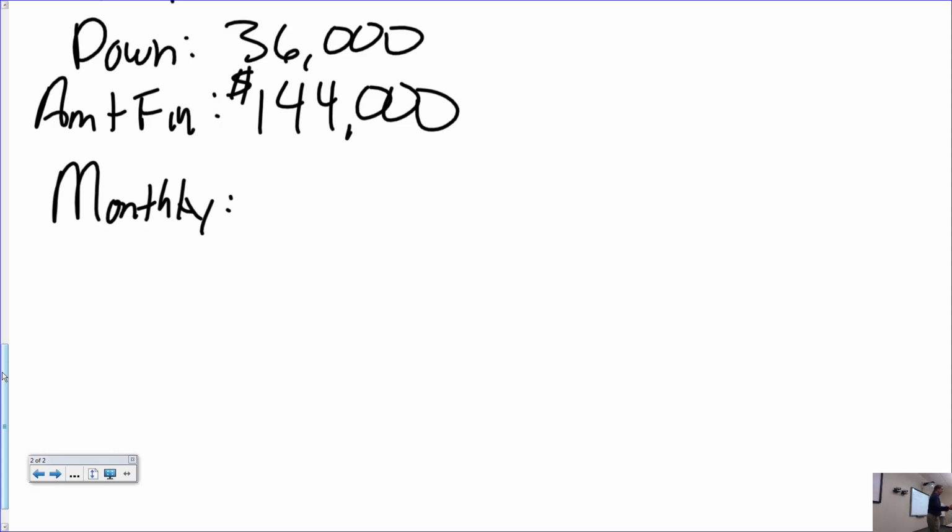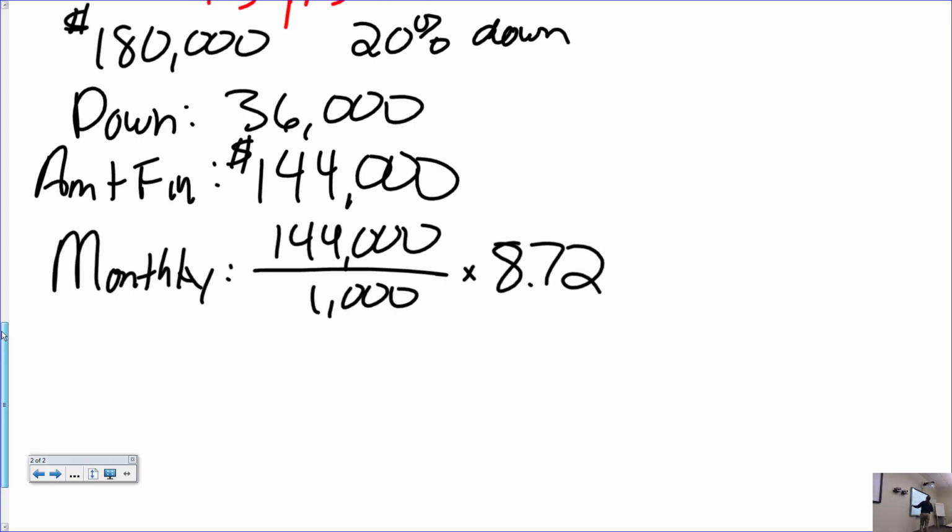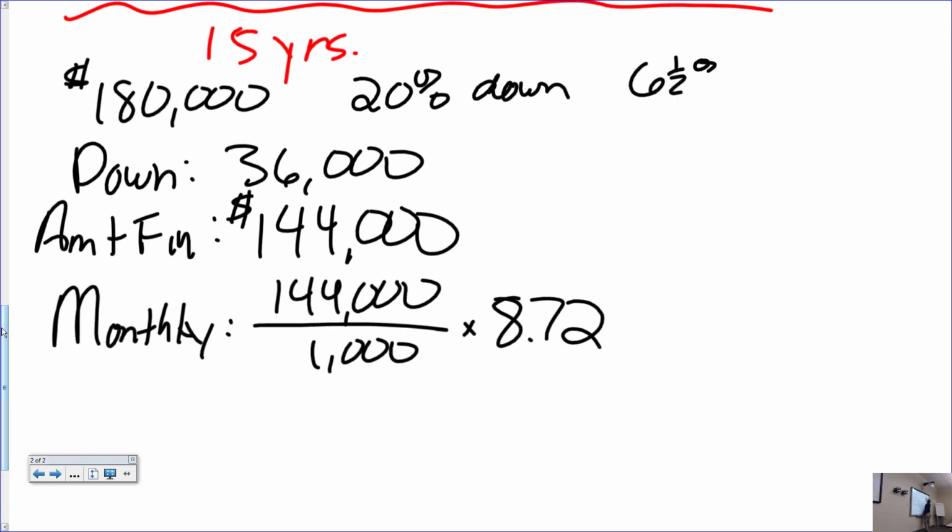But you still go by it the same way, right? I mean, you still say it's per $1,000, so you're going to take $144,000, divide by 1,000, and you're just now going to multiply by the 15-year number instead of the 30-year number. And you'll note that that number is just a little bit bigger. So 6.5% for 15 years, it's 144 times 8.7.